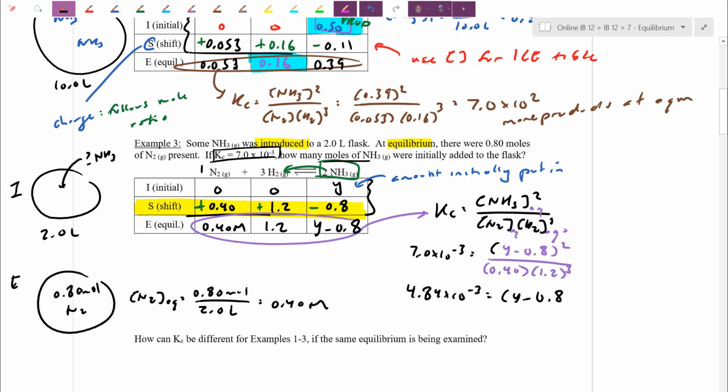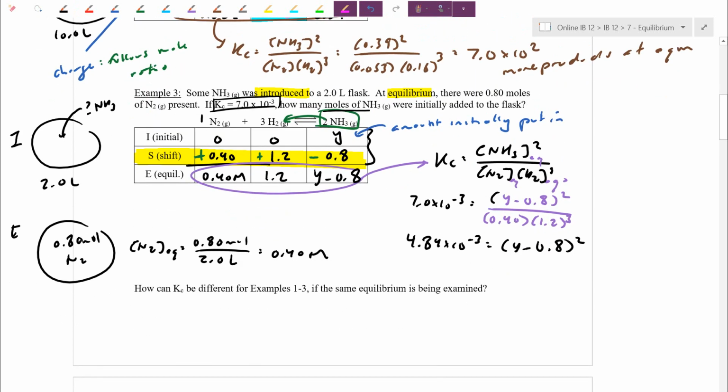Y minus 0.8 squared. This one could mathematically end up as a quadratic, but as a simplification, we don't need to use the quadratic formula. In this case, they've given you the right amount of variables that we can just take a square root. So if I square root both sides here, keep the whole answer in your calculator if you can. The root of this 4.84 number, so take the root. That's going to give me 0.0696 is equal to Y minus 0.8. And therefore, when I add that 0.8 over, Y is equal to 0.87.